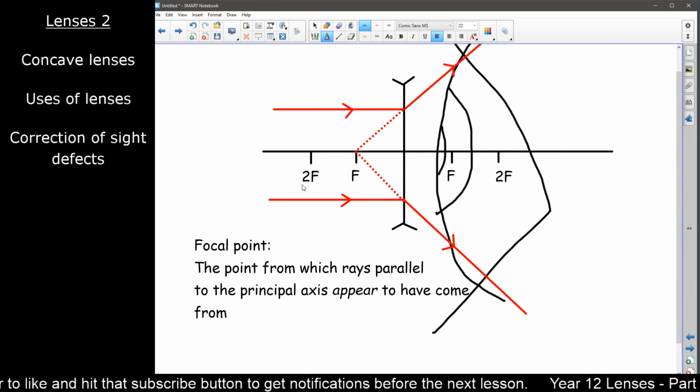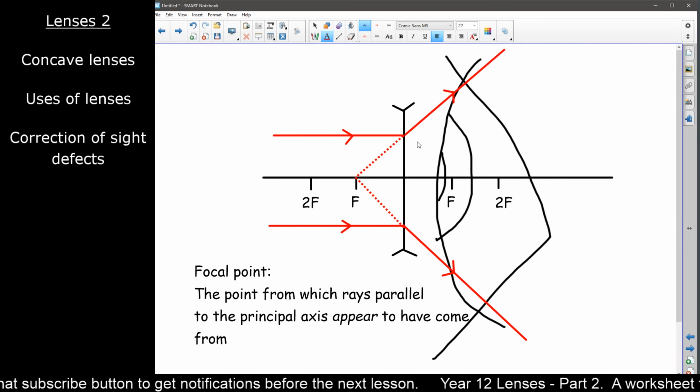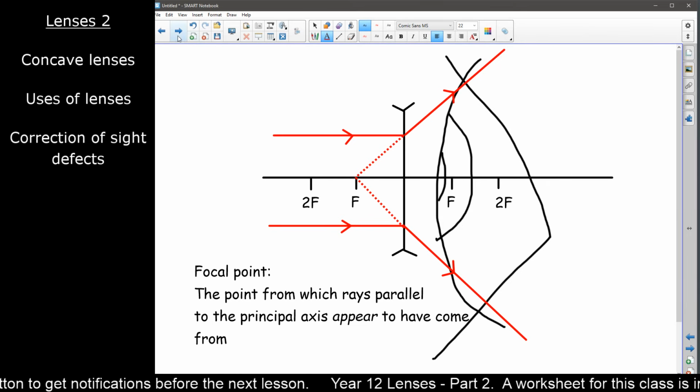Alright, that's important. They're imaginary. You notice there's no arrows on them. They're not really there. They're just like the mirror problem that we had ages ago. Alright, so what does that mean in real life?